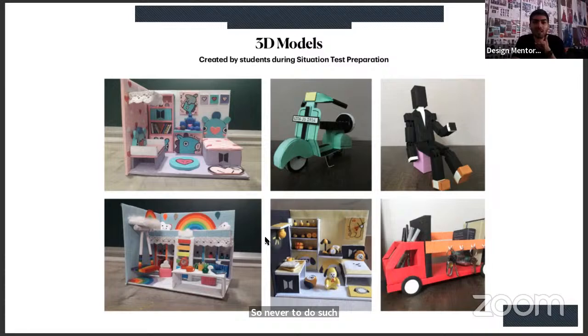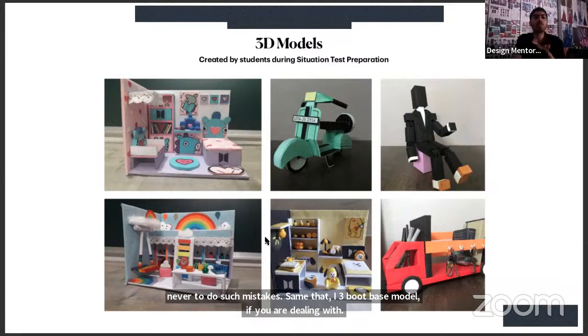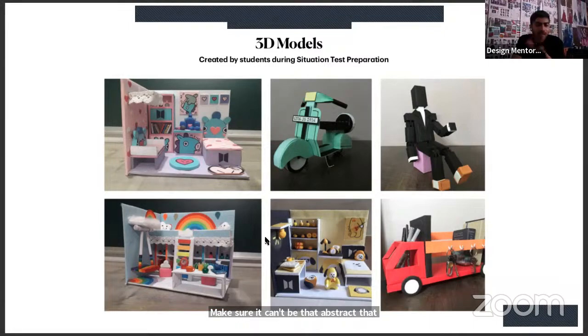Same with the attribute-based model. Make sure it can't be so abstract that only you can interpret it, because you are not Van Gogh or Dali. You are in the process of learning to execute something. So conveyance plays a very vital role. If whatever you have made and whatever you have written is not matching, again, it's gone. So that's the most important point you have to consider while developing an attribute-based model.